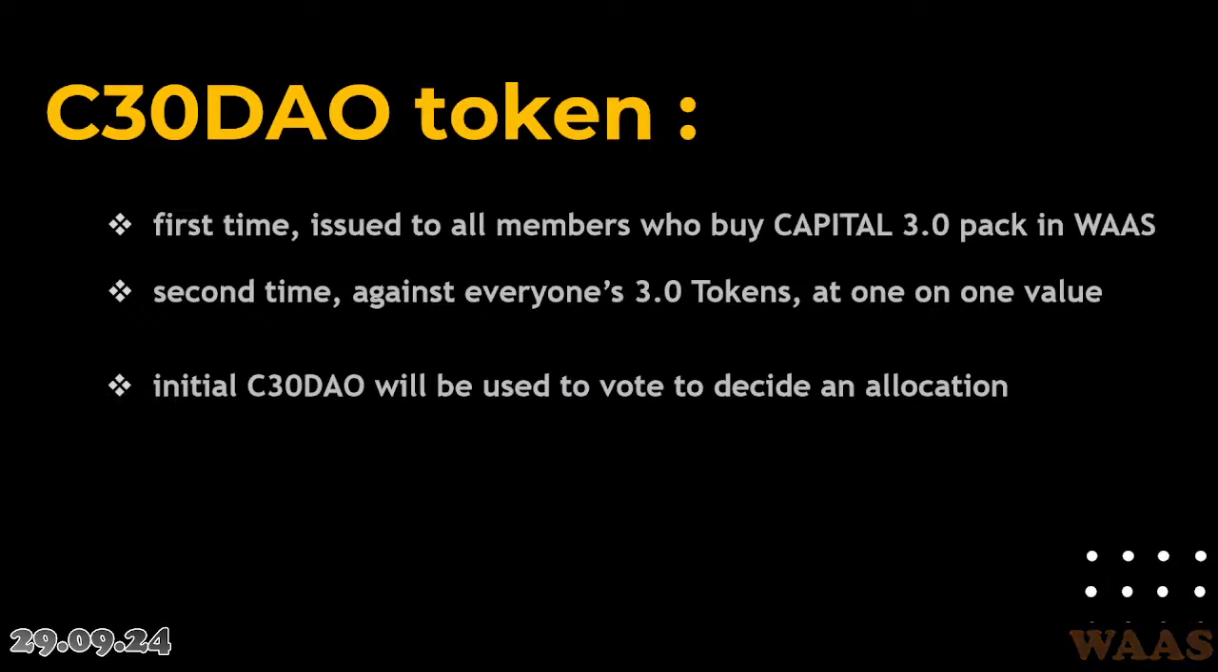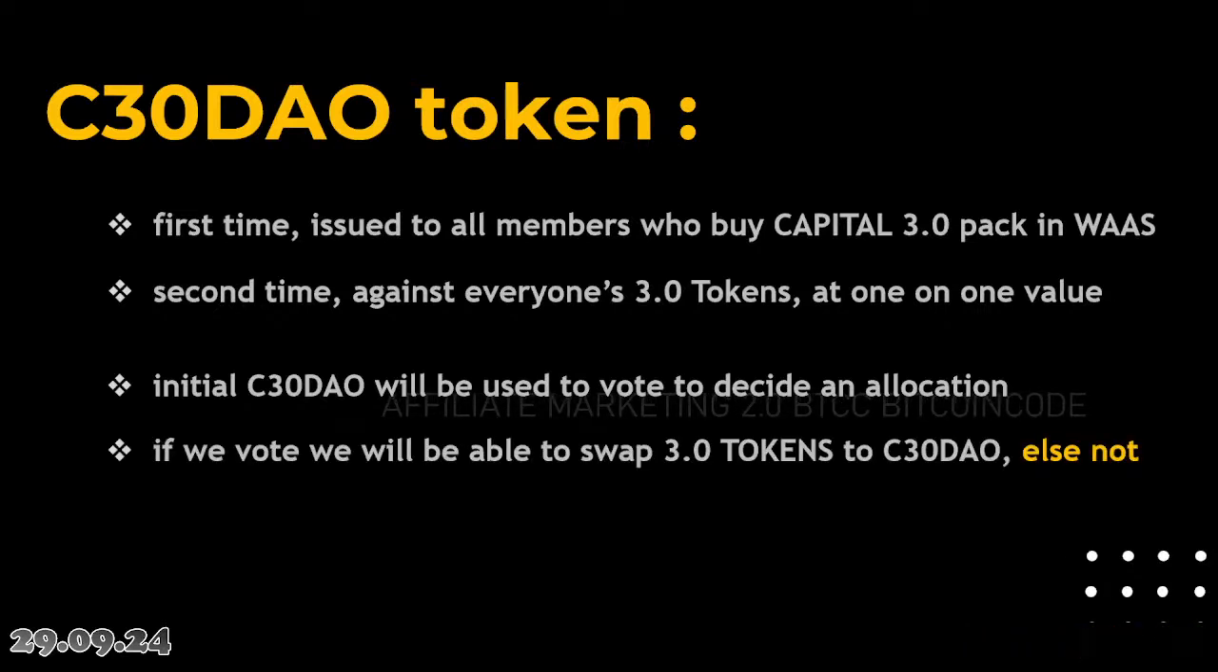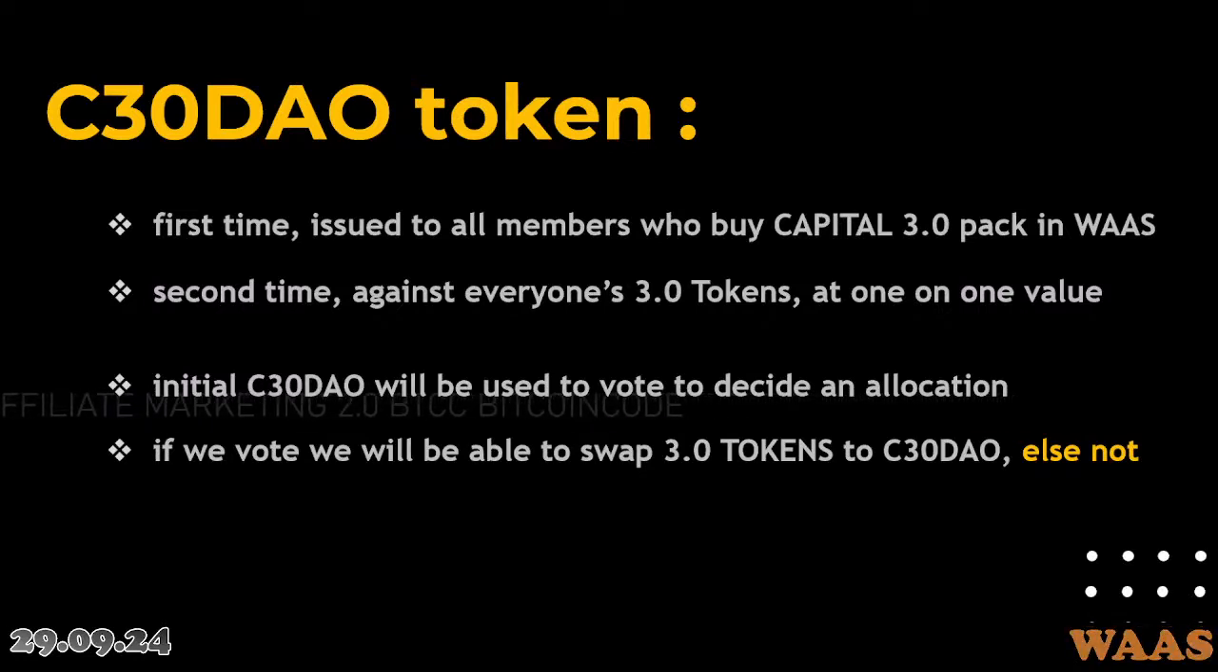So 20,000 people each will have a voting right. And whenever Chavez declares an allocation, if we want to participate in that allocation, we will cast our vote to that allocation. The first time you receive this C30 DAO token, that is your right to vote. If you use this right to vote, only then will you be able to participate in that allocation. If you don't cast your vote, you won't be able to participate in that allocation. You will have to wait for the next allocation.